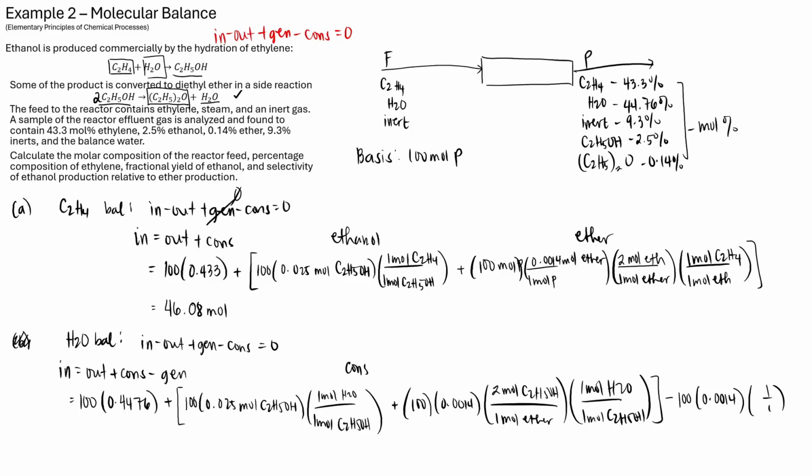Plus 100.025 plus 100, 0.0014 times 2 minus 100 times 0.0014. That gives 47.4.